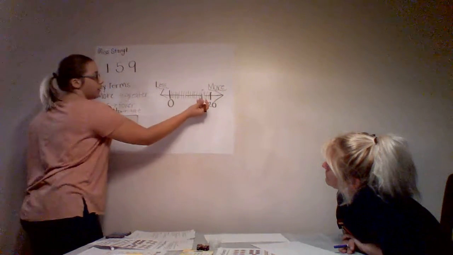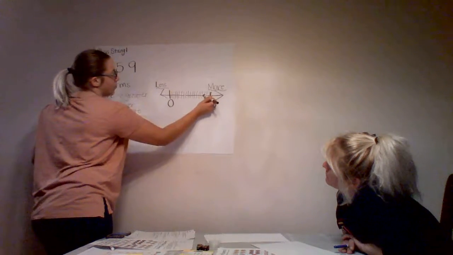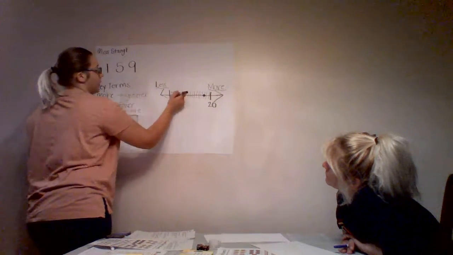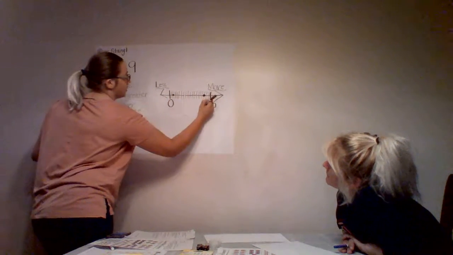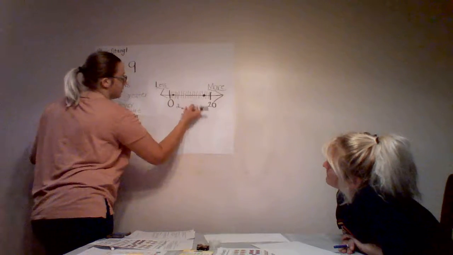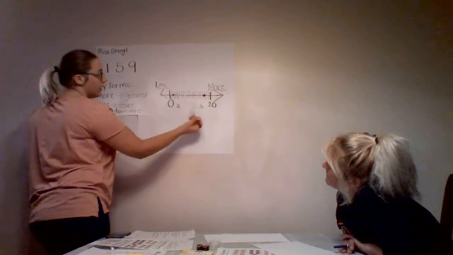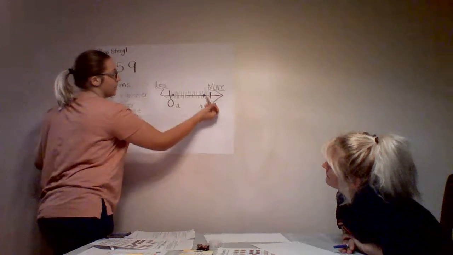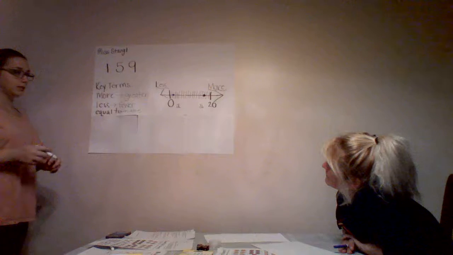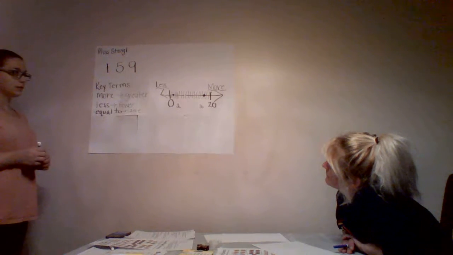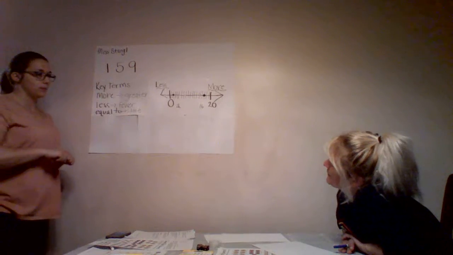So if you have a number all the way down here, say 16, and you're comparing it to a number all the way down here, say that number is 2. 2 is less than because it's closest to 0, and 16 is more than because it's closest to 20. Do you understand that? Or do you want me to do another example? Can you please do another example?